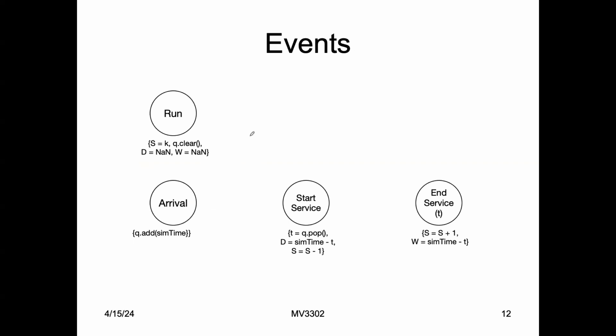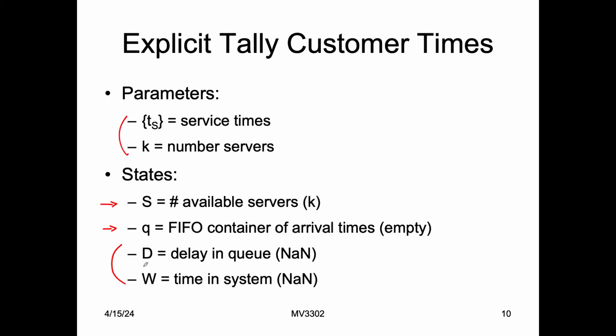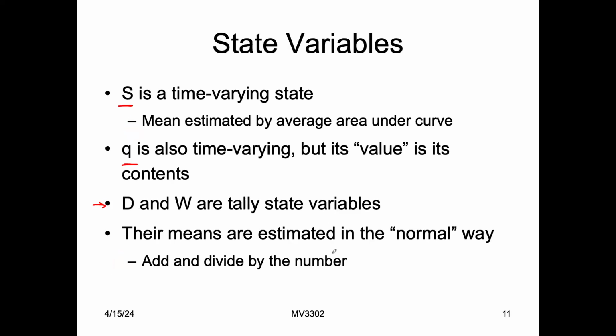Okay, so now let's look at events on this. Now we're going to have some manipulation of this first in, first out queue. So our run event, we're initializing these. Now these transient states are always going to be not a number. You know why? Well, in the beginning, before anybody arrives, how many available servers are there? Well, we know what that is. In the beginning, how many are in the queue? Well, we know what that is. In the beginning, before anybody arrives, what is the delay in the queue?